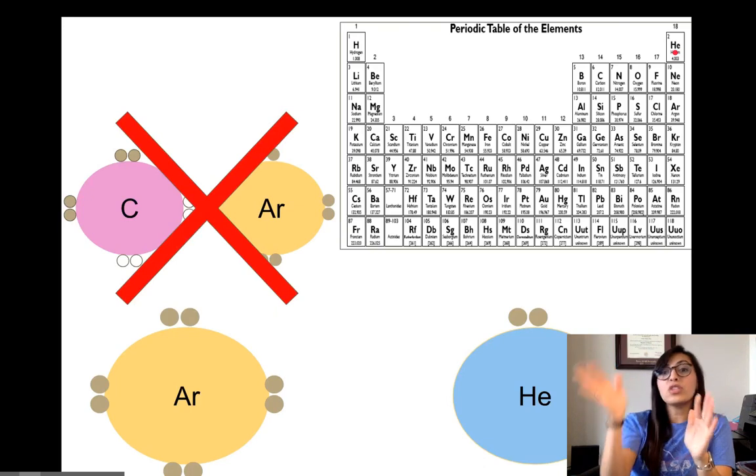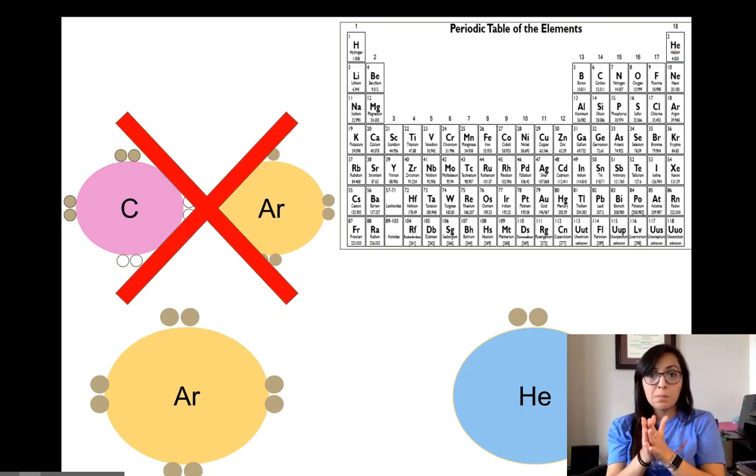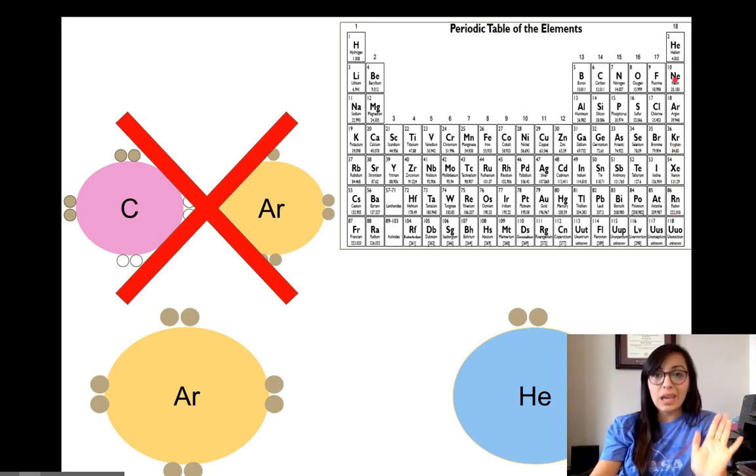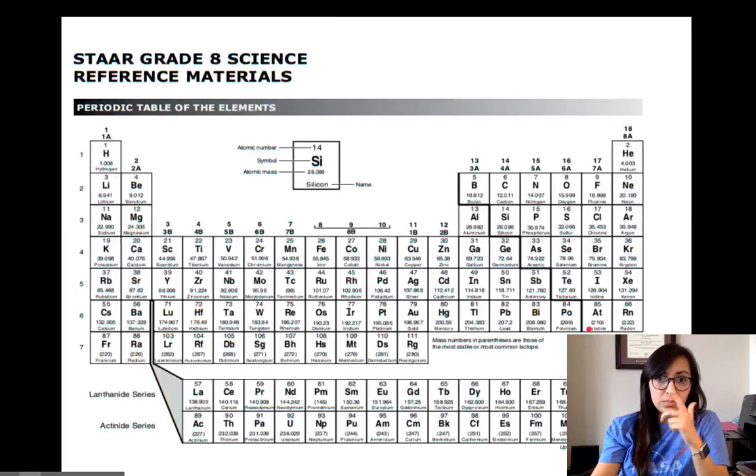So that means that first energy level is maxed out. He's stable, he's complete. So every element in group 18 will be non-reactive with 8 valence electrons, except helium. He's going to be non-reactive with only 2. Okay, that's it.